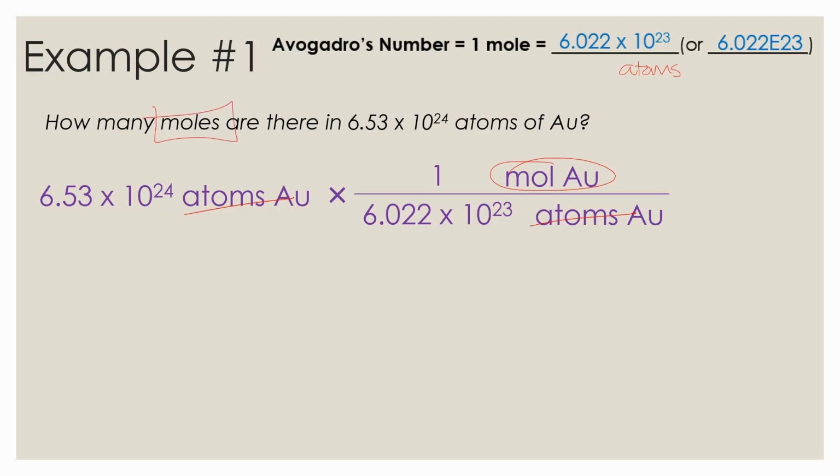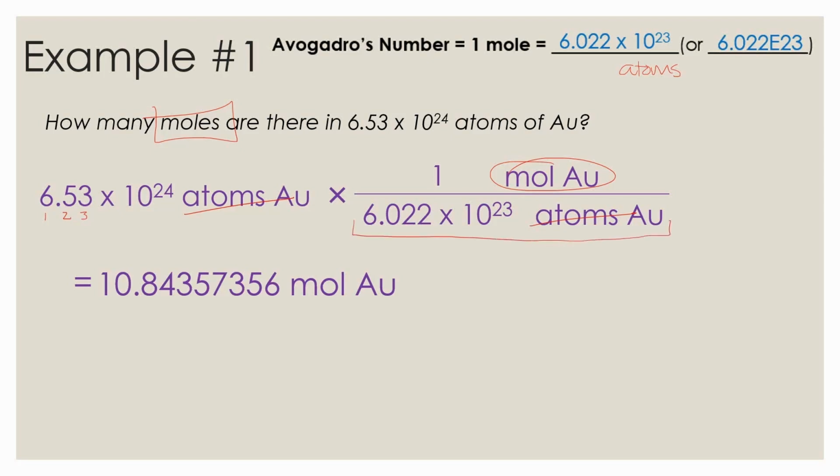So it's time to put this in the calculator. 6.53 E24 divided by 6.022 E23 is going to give us 10.8435736 moles of gold. And now our very last step, always, is to look at our sig figs. We started this problem with 1, 2, 3 significant figures. We multiplied by a conversion factor, which, remember, your conversion factors are never ever going to affect your sig figs. So the only number of sig figs in this whole entire problem that actually matter is these 3 right here. So we started with 3, we should end with 3.